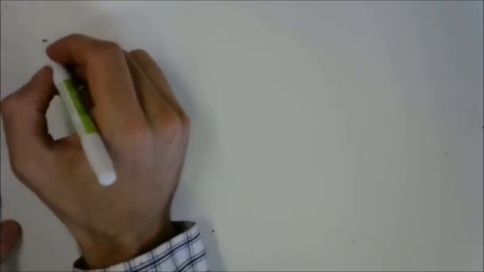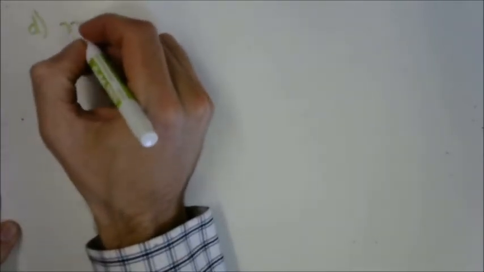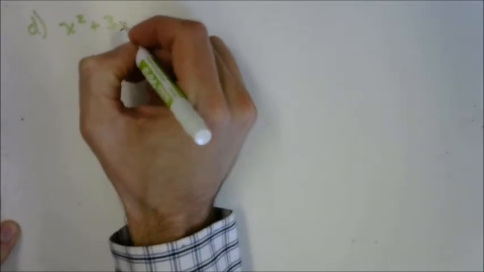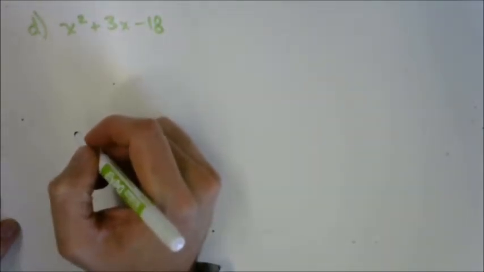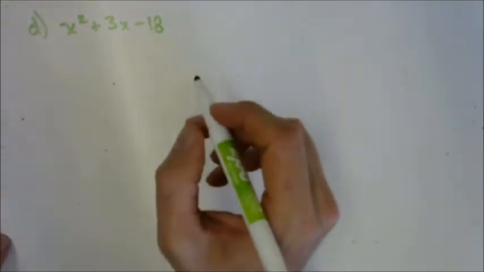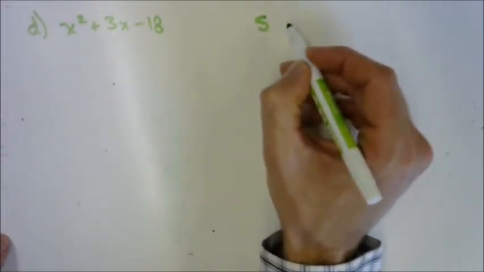D says x squared plus 3x minus 18. x squared plus 3x minus 18. I'm going to let you go ahead and do the whole thing on your own from scratch.